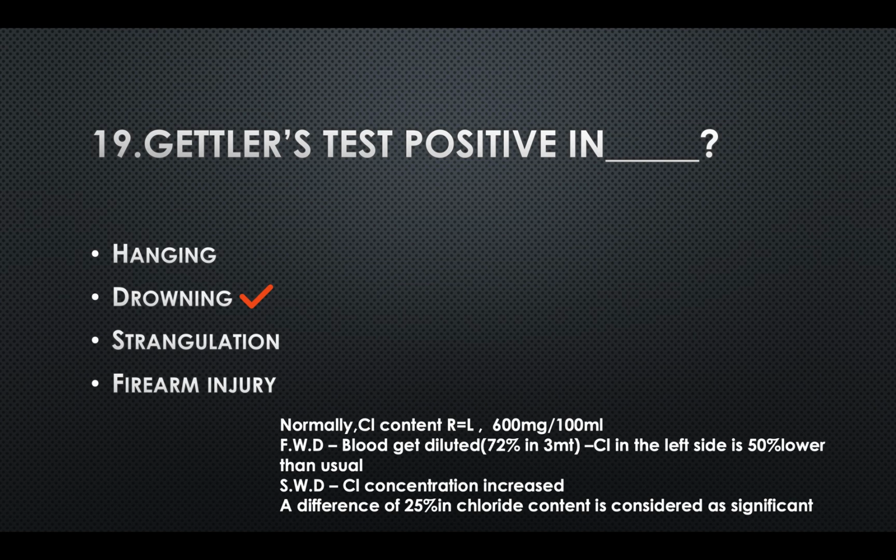In freshwater drowning, the blood gets more diluted. That is, 72% of blood is diluted within 3 minutes. So the chlorine in the left side is 50% lower than usual. But in seawater drowning, the chlorine concentration is increased. A difference of 25% in chloride content is considered significant.